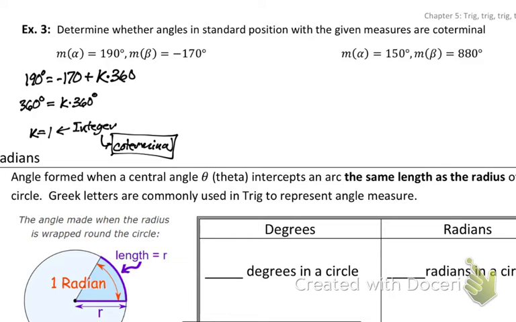870. Does that equal 880? No. If you add 360, will it go too big then? Yes. Are they coterminal? No, because you can't add 360 till it gets there.